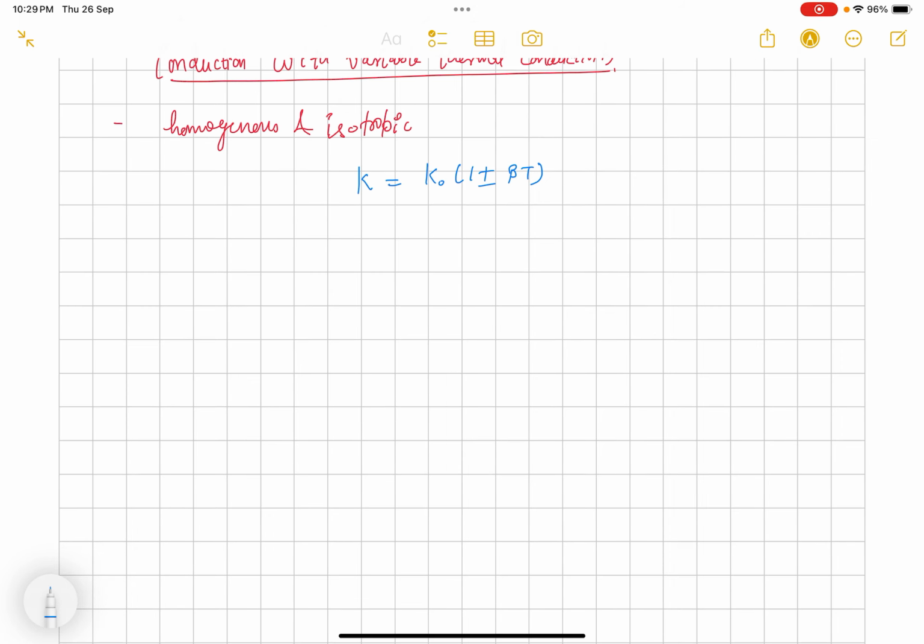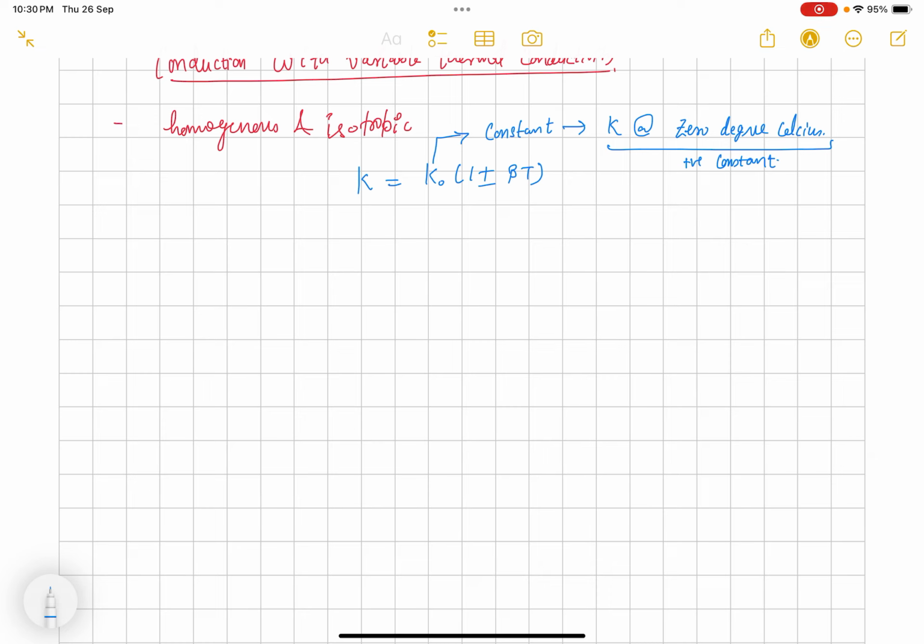So K naught is a constant. It is the thermal conductivity value at 0 degrees Celsius. It is a positive constant. And beta is the temperature coefficient of thermal conductivity. Beta measures the effect of temperature on the K value.